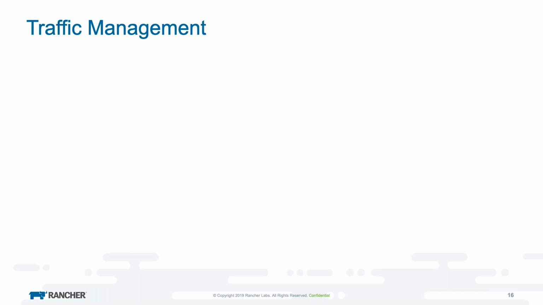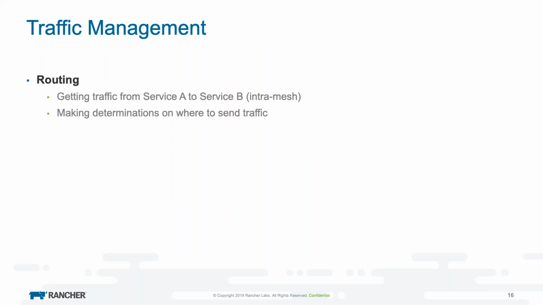So if we break down traffic management, the first one is routing. We want to make sure that we have the ability in a service mesh to get traffic from service A to service B. So this is the intra-mesh traffic. We're going to make determinations on where to send the traffic. These will be routing decisions that we can base on things like HTTP headers, on TCP ports and TCP destinations and sources, on really any number of criteria. But the core is that we're sending the traffic from one place to another. So we're making a routing decision.